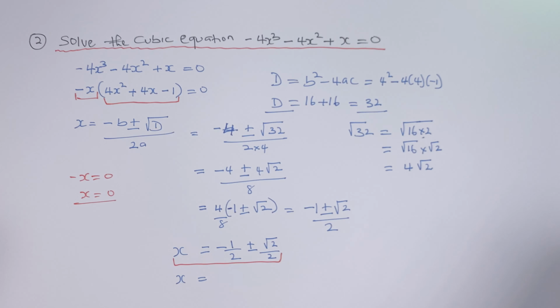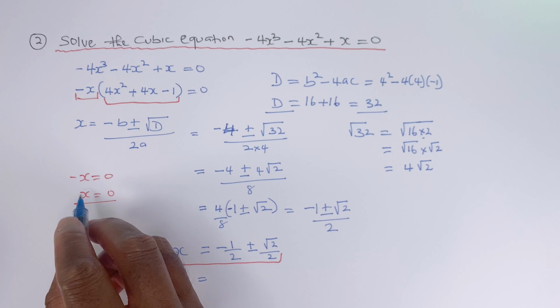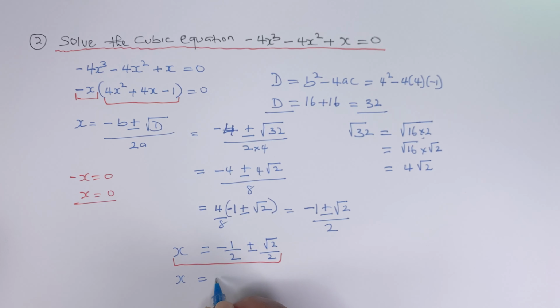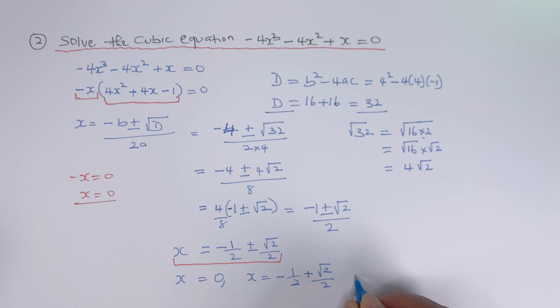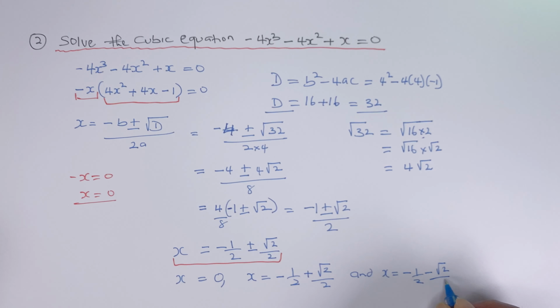Now, what we're going to do is to write down those answers. So the roots are x equals 0, x equals minus a half plus root 2 over 2, and x equals minus a half minus root 2 over 2.